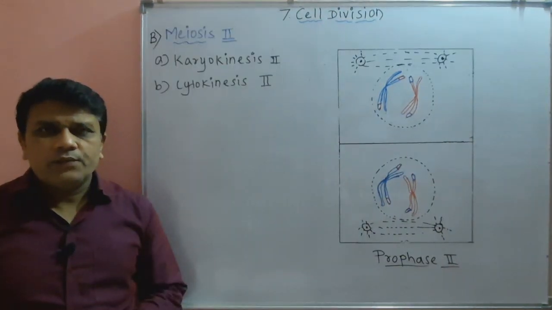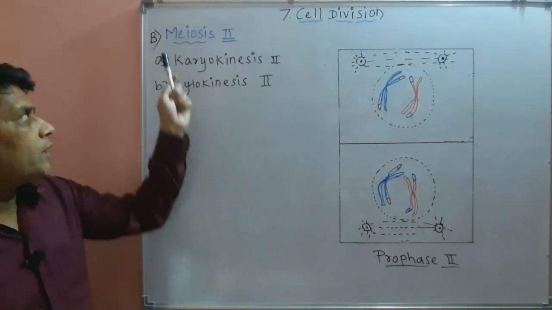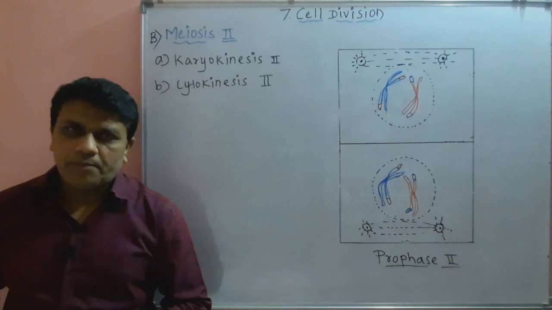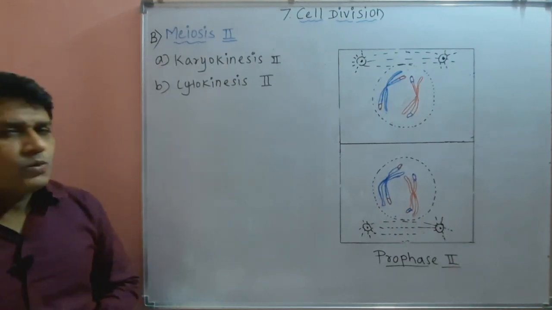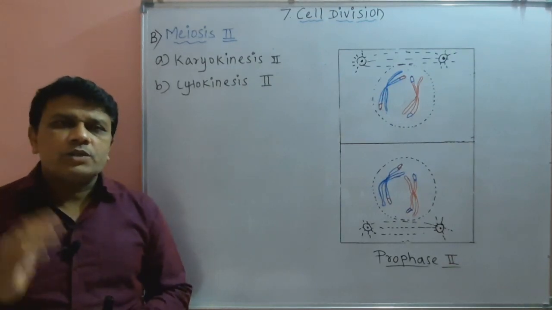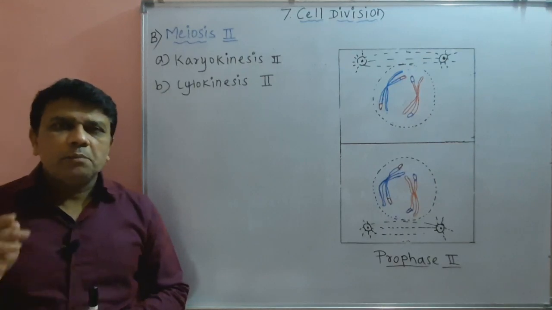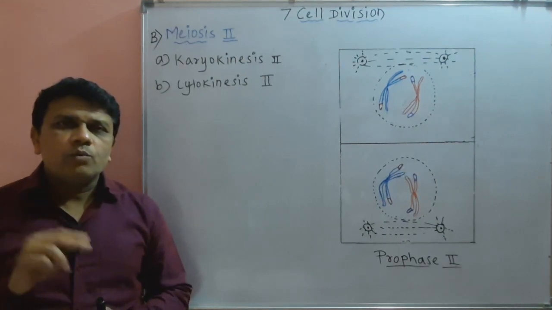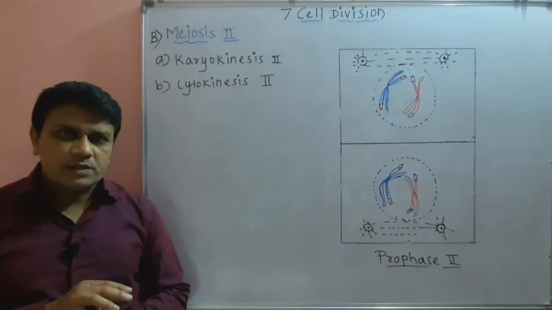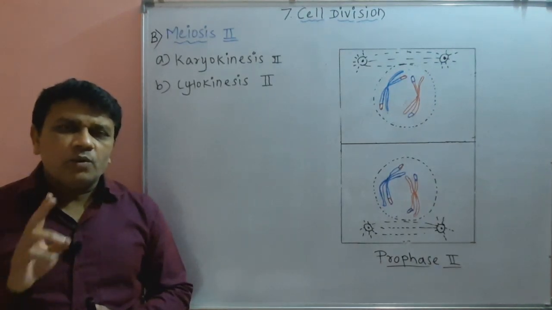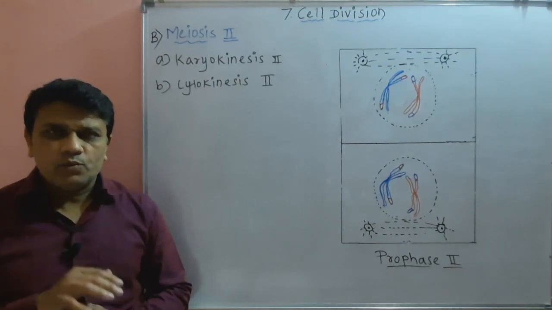We have seen the different stages of meiosis first. Now we will learn regarding meiosis second. The cells produced in meiosis second are a total of 4. That means in meiosis first 2 haploid cells are produced, and from these 2 haploid cells, in meiosis second, a total of 4 haploid cells are produced.